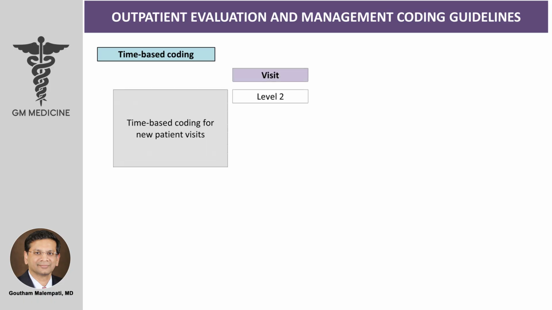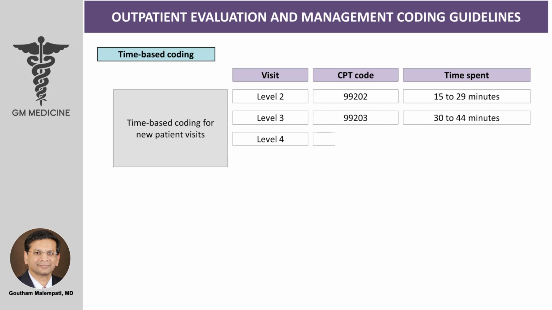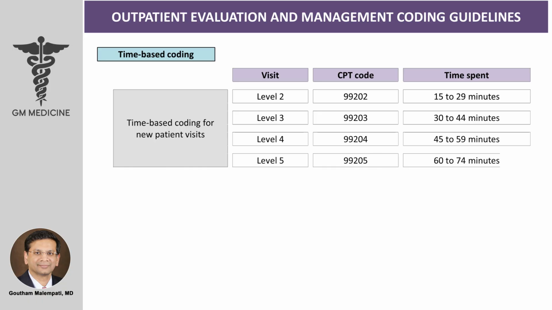Level 2 visit, CPT code 99202. Time spent should be 15 to 29 minutes. Level 3, CPT code 99203. Time spent is 30 to 44 minutes. Level 4, CPT code 99204. Time spent should be 45 to 59 minutes. Level 5 visit, CPT code 99205. Time spent should be 60 to 74 minutes.